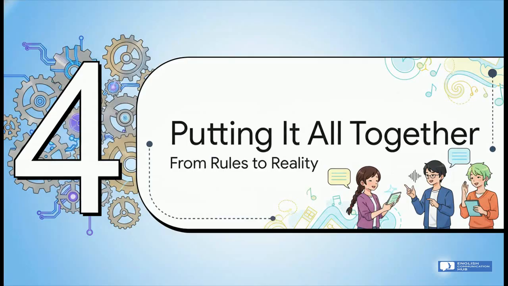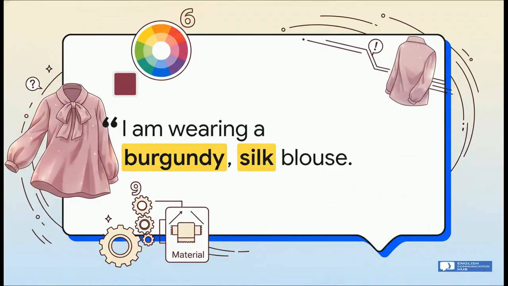Let's see how these rules actually work in the real world. Check out this great, simple example. I am wearing a burgundy silk blouse. Let's break it down with our list. Burgundy is a color, right? That's number 6. And silk is a material, which is all the way down at number 9. 6 comes before 9. The order is perfect.